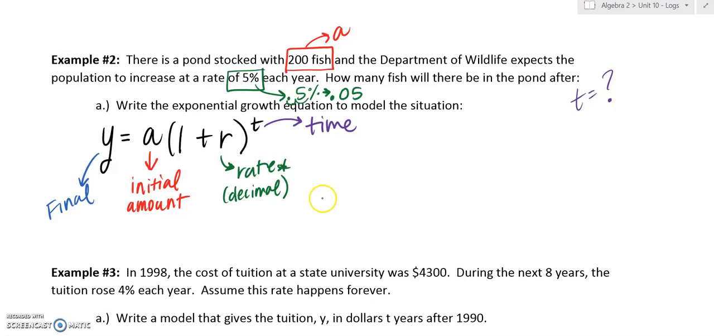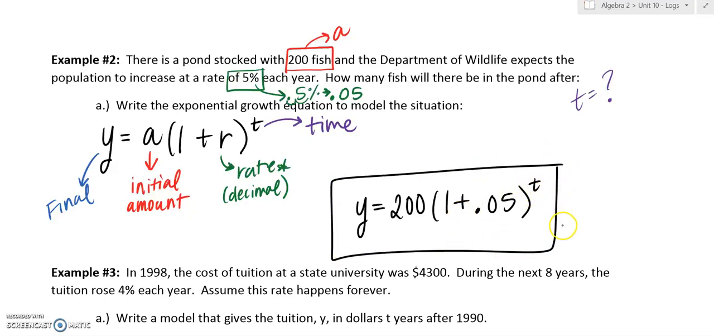So now I'm going to plug in. I have y equals, because that's my answer. The initial amount of fish is 200 fish. And then I have a 1 plus, because that's always in there. My rate, which we just figured out, is 0.05. And then raised to the t power. T is for time, right? And we don't know how much time. This would be our model.